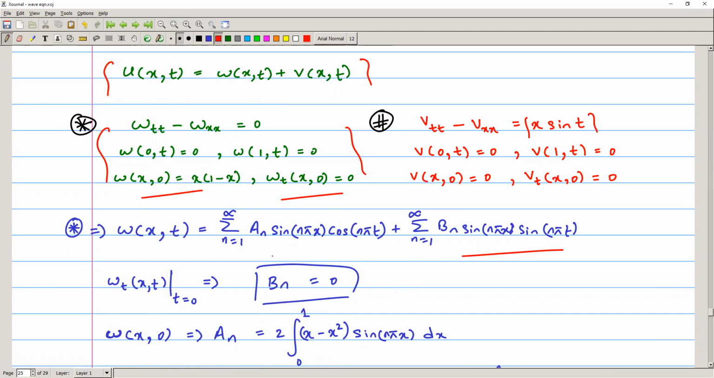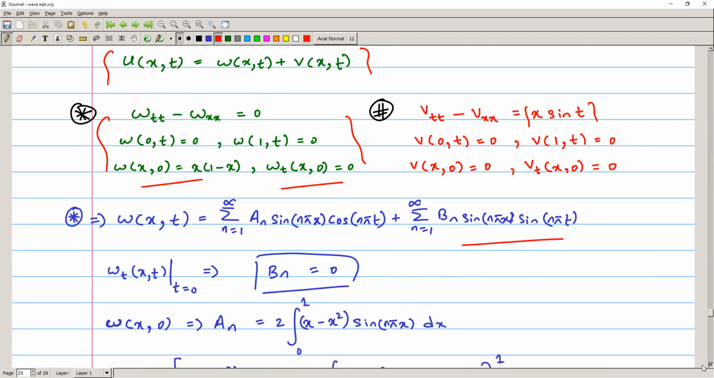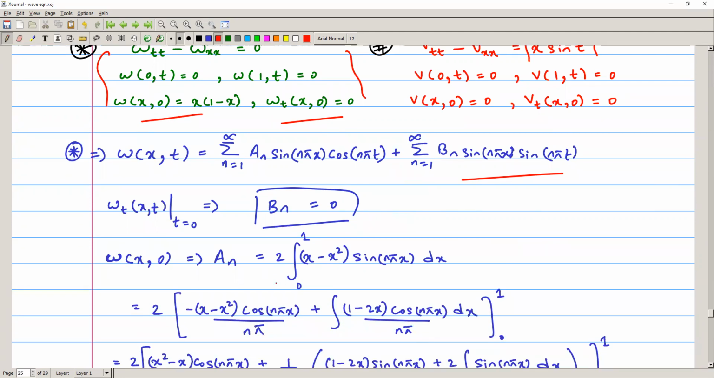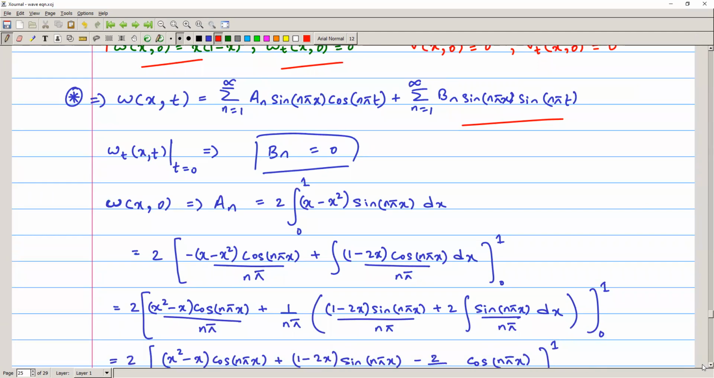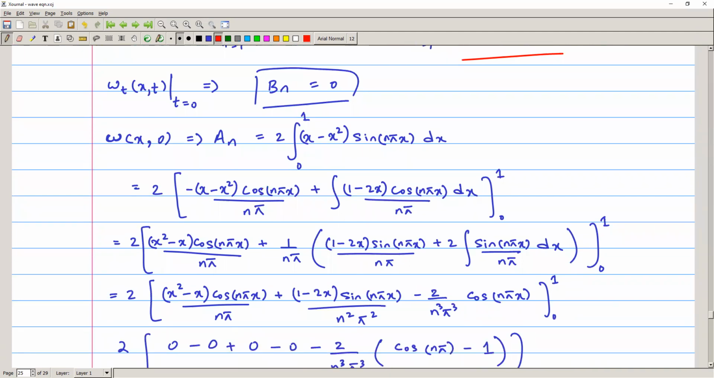Therefore, w_t equals 0, so we get b_n equals 0. All right, and now we can work out a_n. We will use the Fourier sine series. We will formulate the integral, apply the limits, and here we can see that this is the Fourier integral. We solve the integral and apply the limits from 0 to 1.